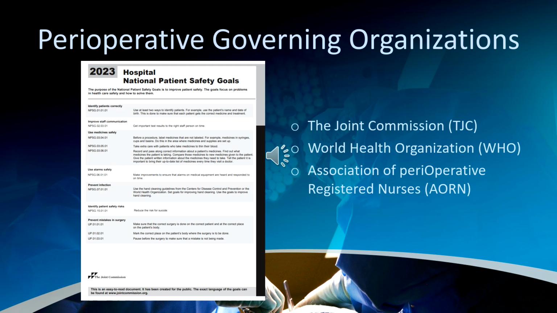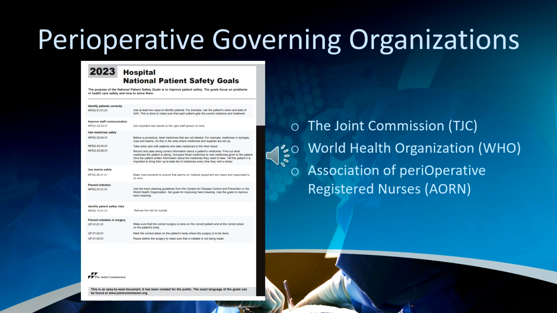Priority when it comes to surgeries is safety. This requires teamwork and interprofessional communication. We have some governing organizations. These are the 3 organizations that oversee patient safety for the perioperative area. Those 3 organizations are the Joint Commission, the World Health Organization, and the Association of Perioperative Registered Nurses.